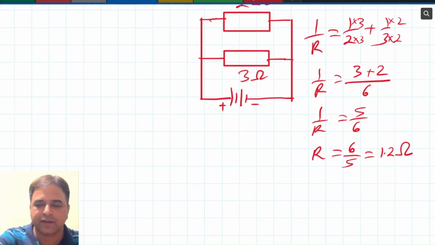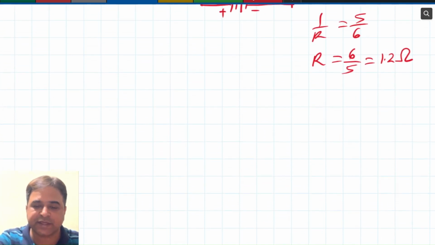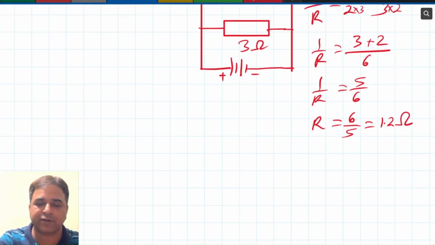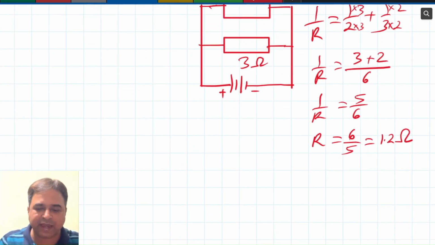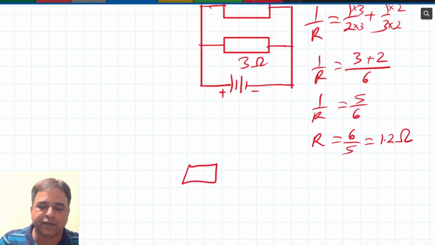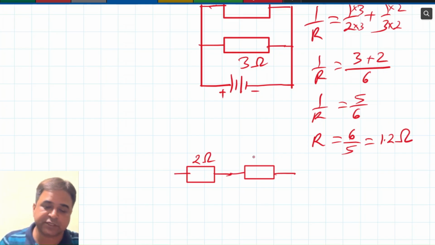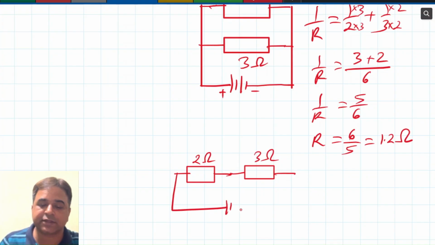Okay. So if it is in series, then how will you do that? We will be taking same values of resistance. Suppose this is resistor R1, which is 2 ohm. This is resistor R2, which is 3 ohm. Completing the circuit, taking cell over here.